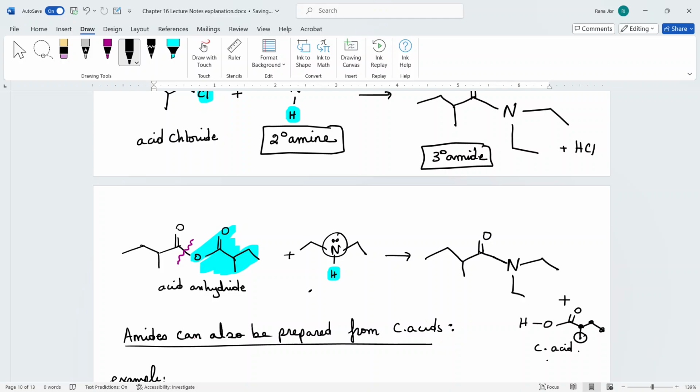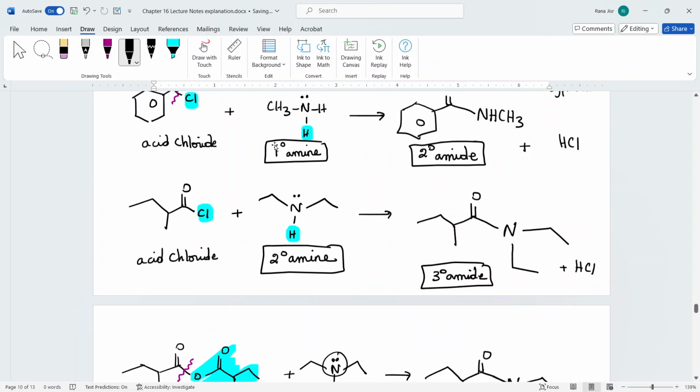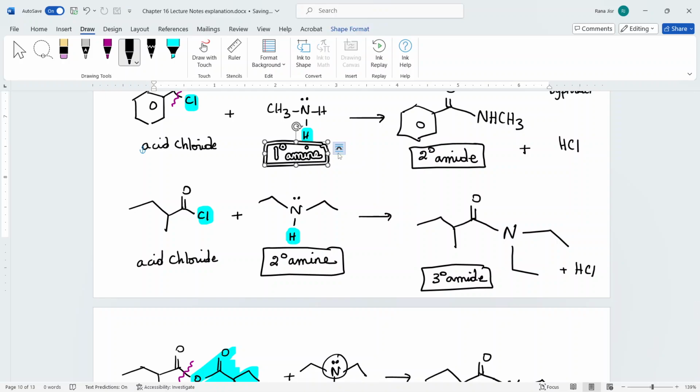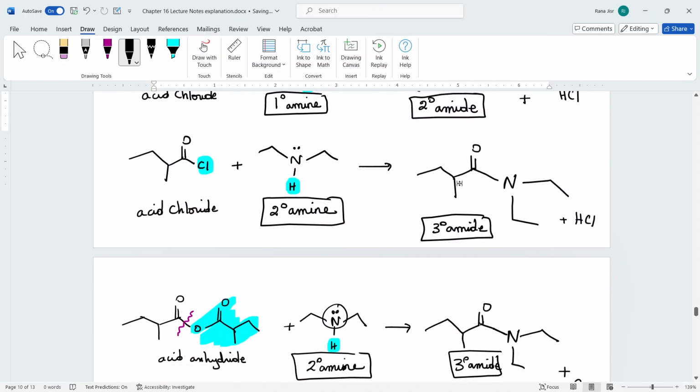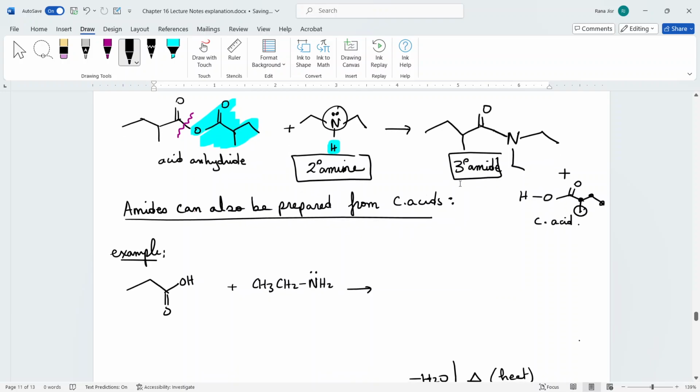Check the answer. Secondary amines always give me a tertiary amide, always. Okay, so what you can do is simply just add 1 degree every time you are using a reagent. So a secondary gives me a tertiary, a primary gives me a secondary in there, and regular ammonia just gives me a primary amide with the derivatives of carboxylic acids. So this is one way in order to prepare amides.